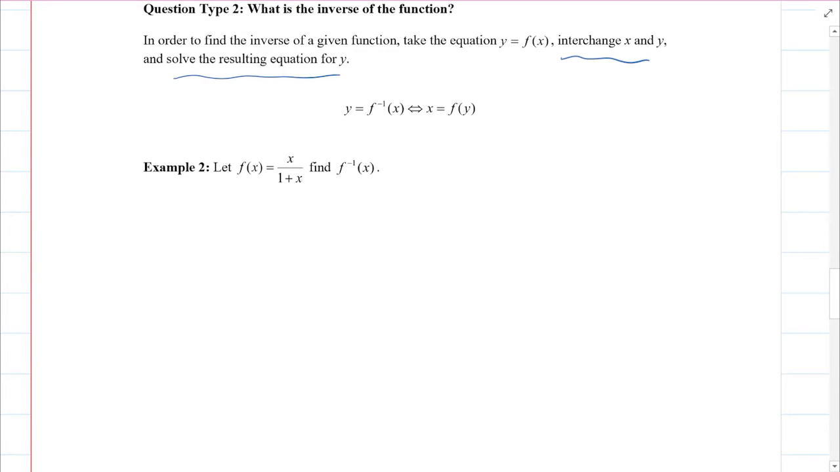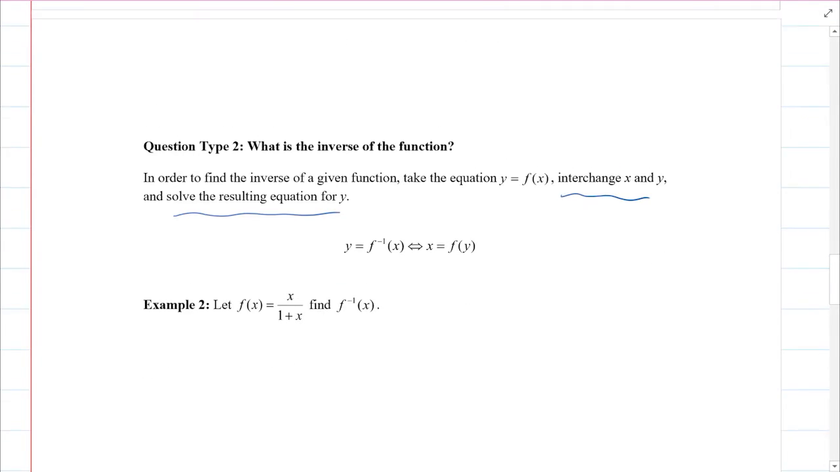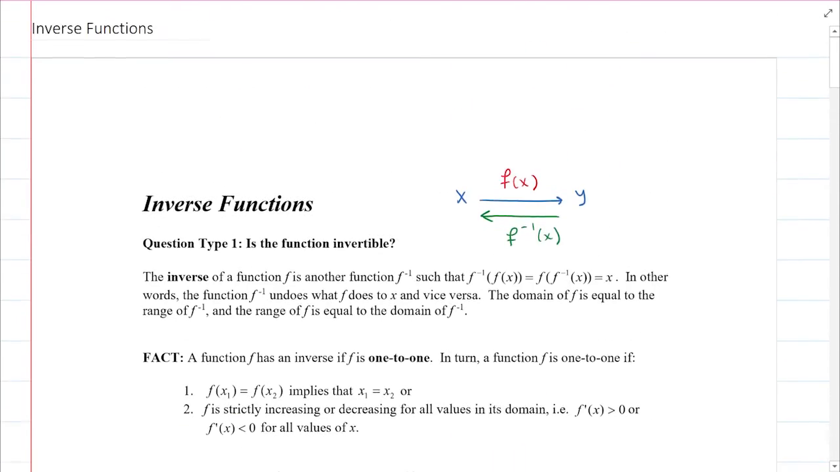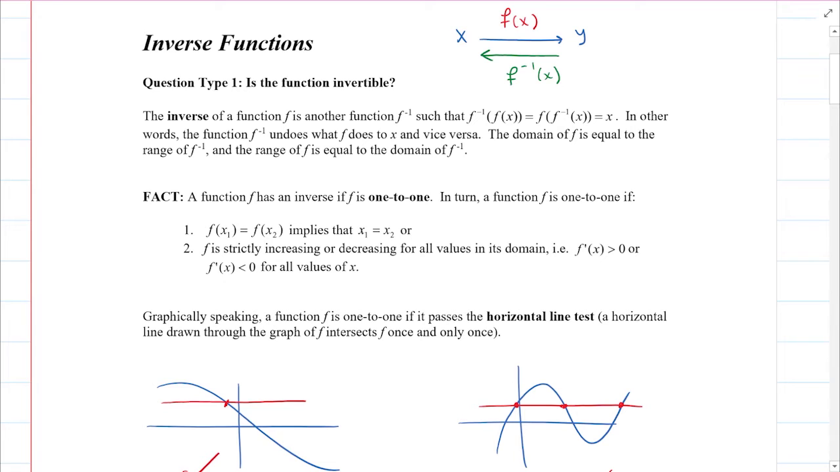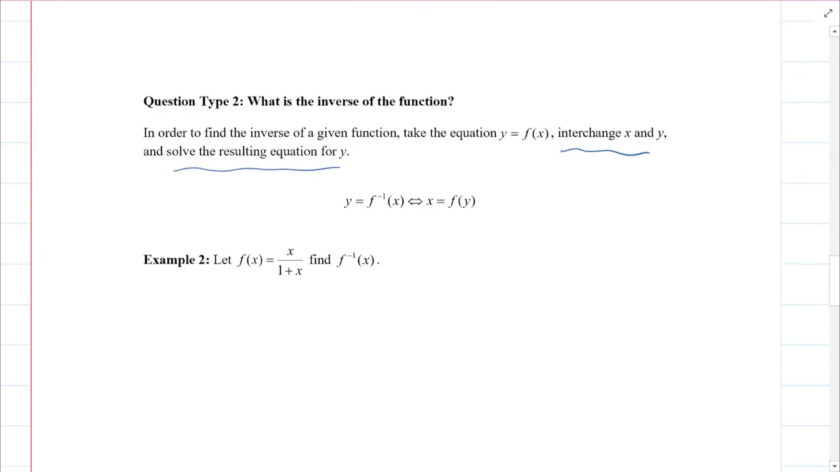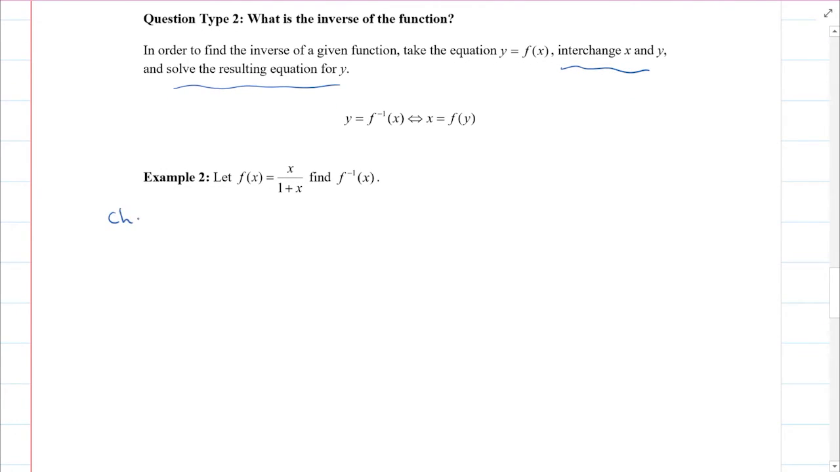f of x is equal to x over 1 plus x, and I want to make sure that it is invertible. So first I need to make sure that the function is invertible. And here I want to show you how you can use the method that was mentioned here to show that a function is one-to-one. So we don't have the graph. This is why to show that a function is one-to-one, we have to use this method. So the method says if f of x1 equals f of x2, you should be able to conclude that x1 equals x2. Let's give it a try. So checking one-to-one.